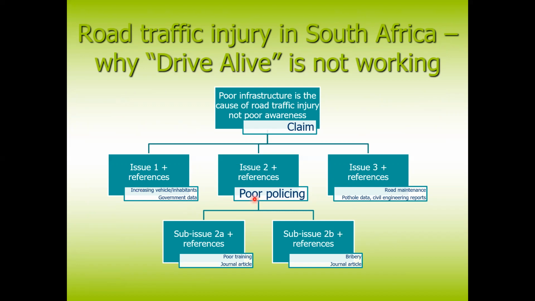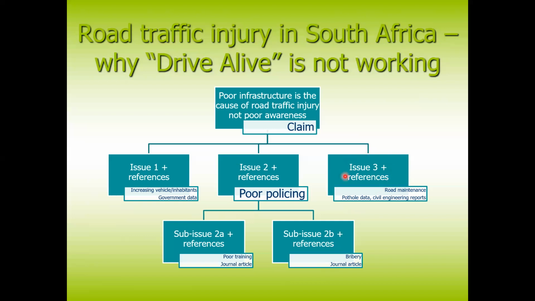Poor policing. I have subdivided this because there's a lot on poor policing and traffic policing that I can talk about. But I say the training is poor. And I can give a journal article to show that the training is poor. Bribery. We all know you get stopped by the road, or not, we all know it does happen. You might flash 100 Rand, or else the traffic cop might ask for a cool drink. And you go on your merry way, even after you've done the most appalling traffic violation.